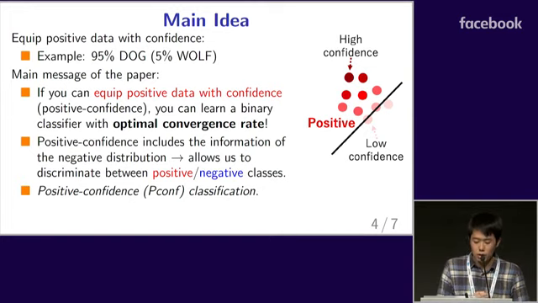The main message in our paper is that if you can equip your positive data with this kind of confidence, which we call positive confidence, you can actually learn a binary classifier with optimal convergence rate. This was previously impossible when we only had hard-labeled positive samples, but now we have the extra positive confidence information, and this includes the information of the negative distribution, and conceptually this allows us to discriminate between the positive and negative classes, even if we only have positive data. So we call this positive confidence classification, or Pconf classification for short.